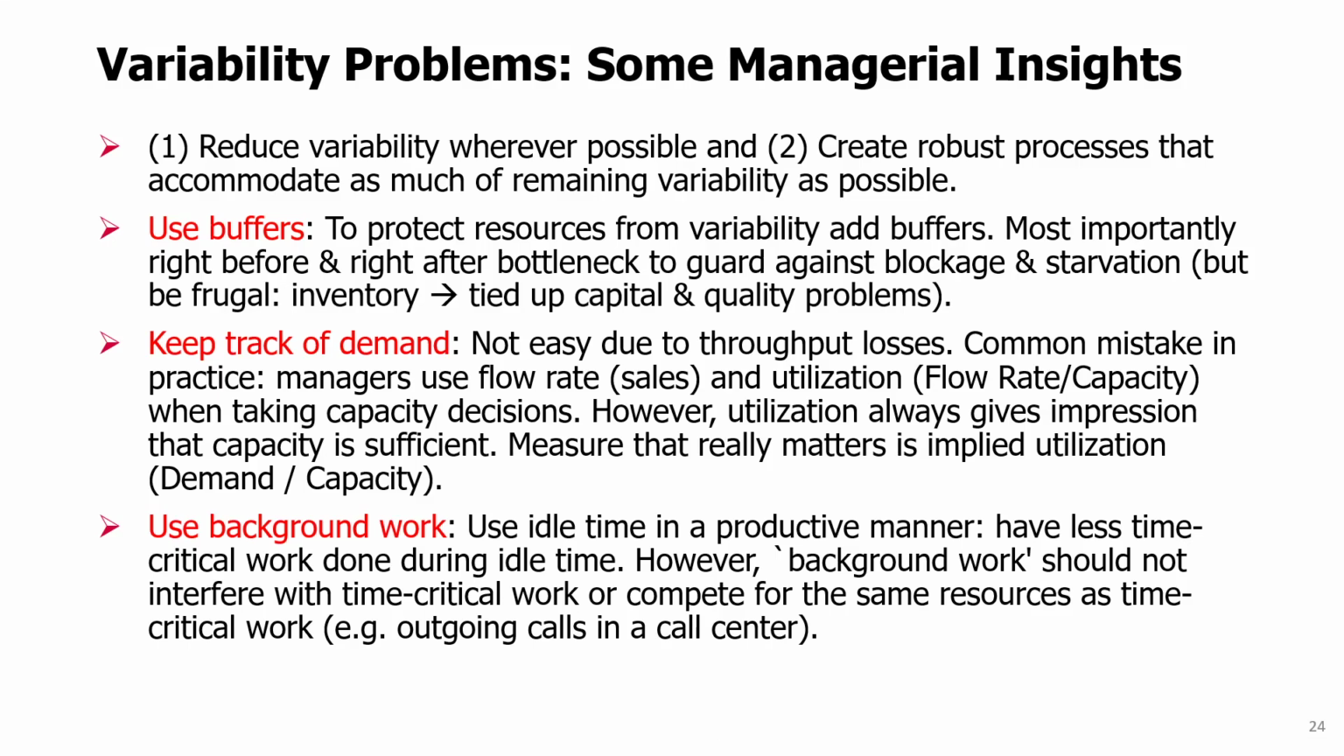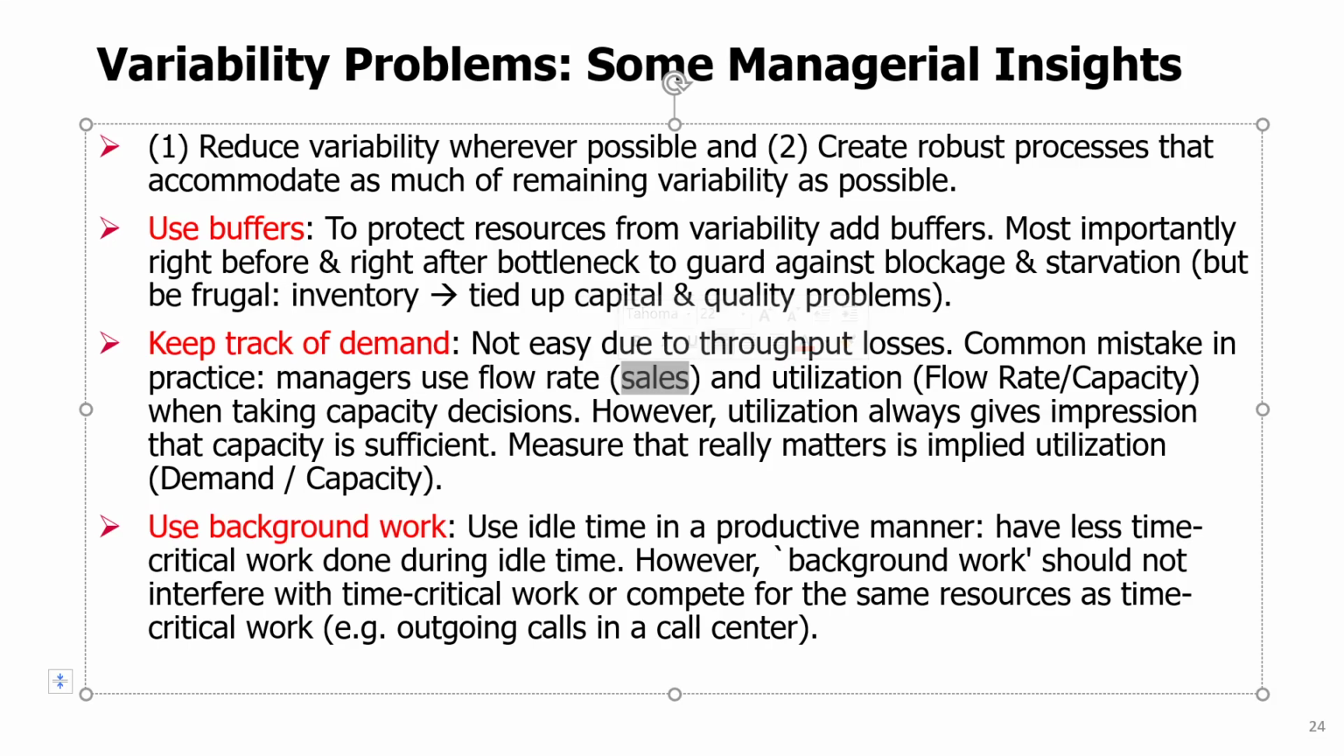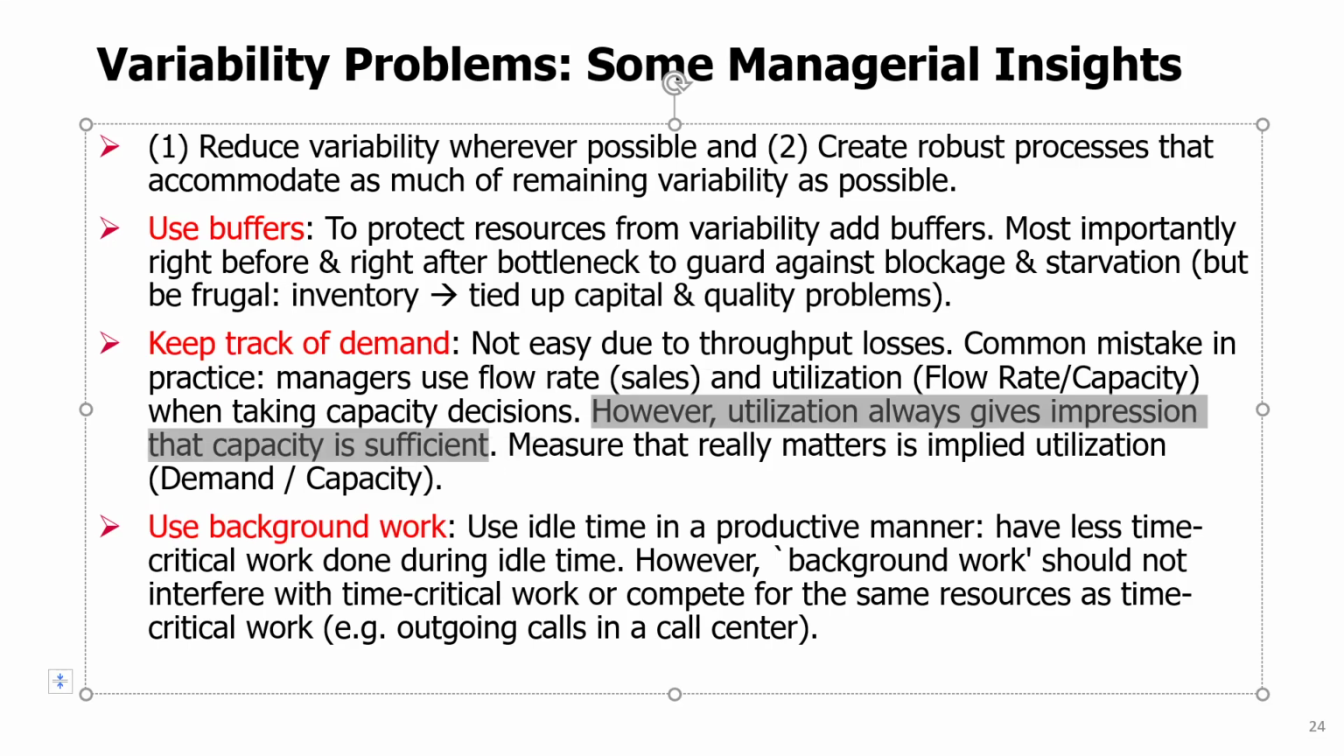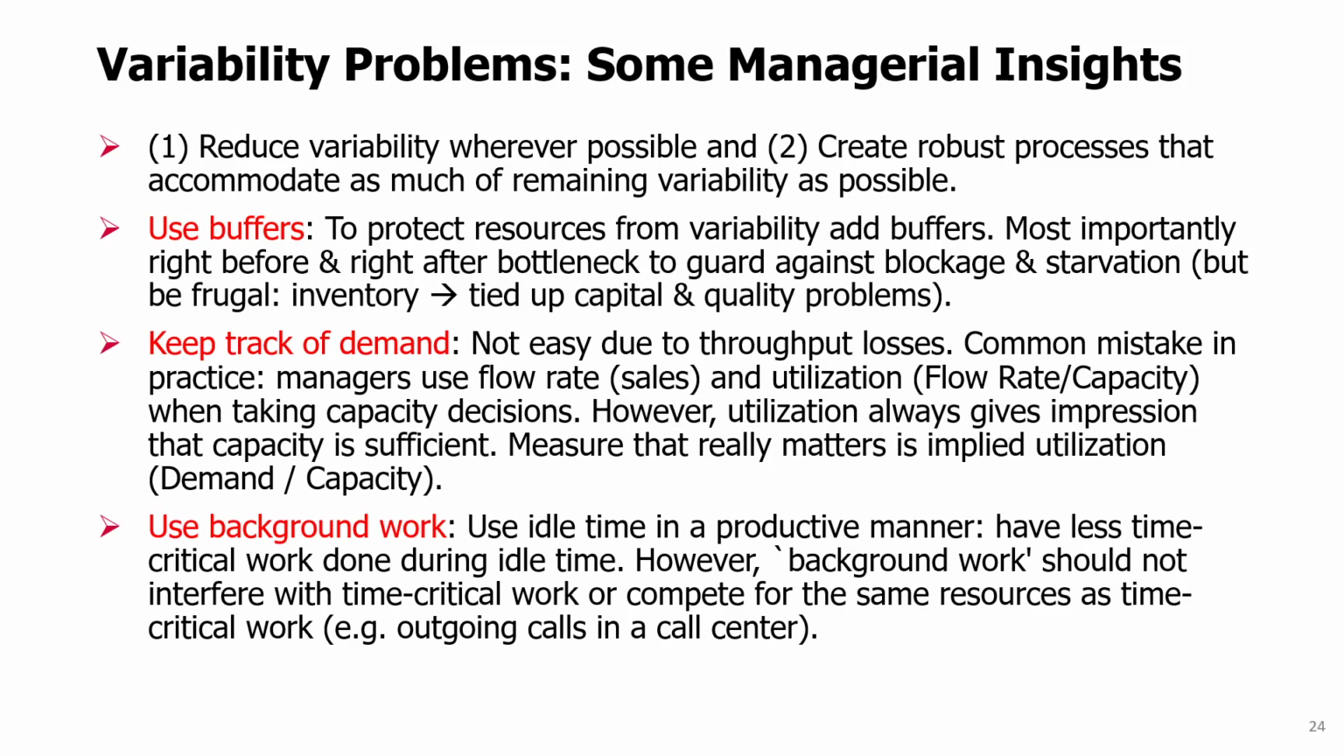It is not that easy, right? If you have customers who renege, a common mistake for managers is to use flow rate, which is effectively sales, and utilization, which is flow rate over capacity, when talking about capacity decisions, right? However, utilization always gives you an impression that the capacity is sufficient, because utilization will always be one or less. Whereas what matters is really implied utilization, right? And if you experience much more demand, but most of it is lost, you might not even realize how much opportunity loss you're experiencing.